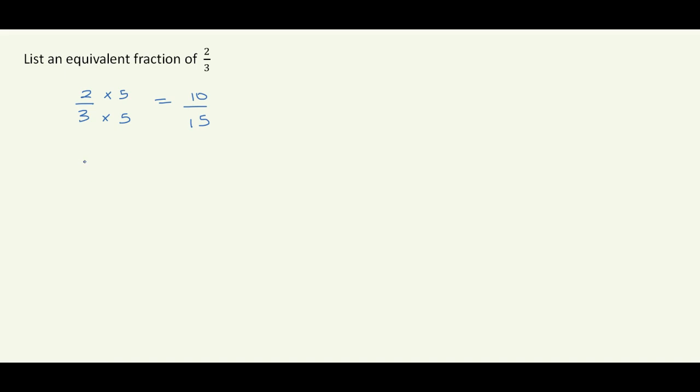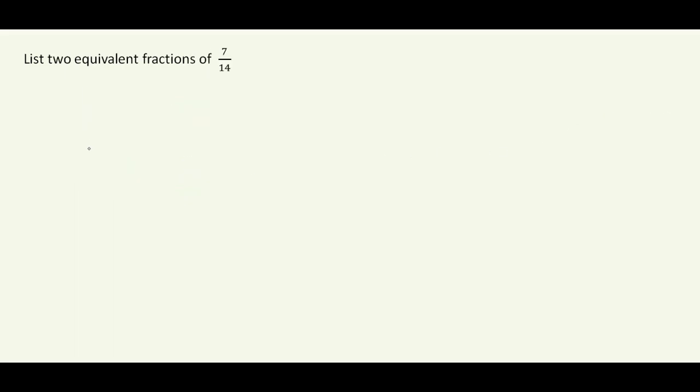So how can we prove that? 10 over 15, if we divide by 5 and divide by 5, you see we have 10 divided by 5 is 2, 15 divided by 5 is 3. So these fractions have the same value, but they are presented differently.